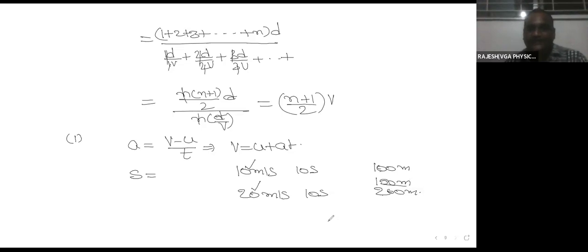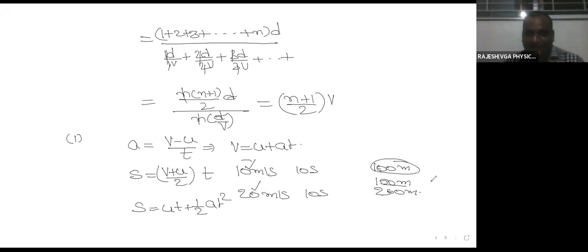So how to write? That is actually average velocity into time. The average velocity means u plus v by 2 into t. It can be applied when the acceleration is uniform. The condition is acceleration is uniform, then you can write s equal to average velocity into time. From this one, when you write v is equal to u plus at, you will get s equal to ut plus half at square. So if you observe here, this is ut. This 50 meters is half at square.